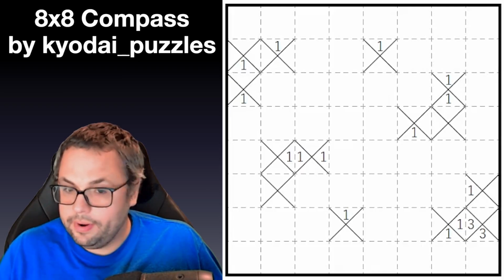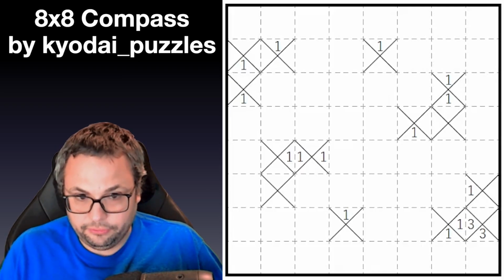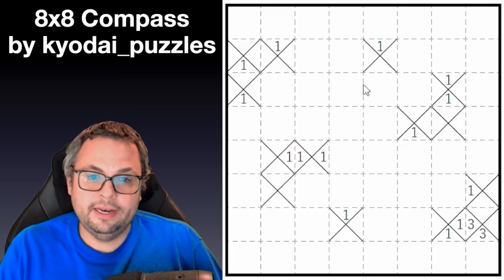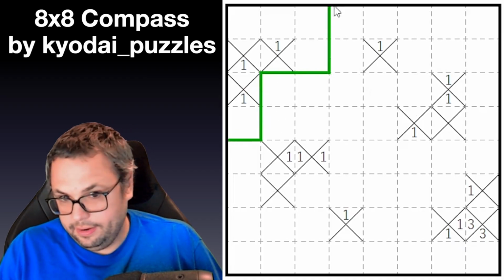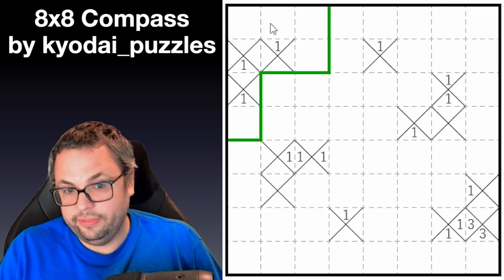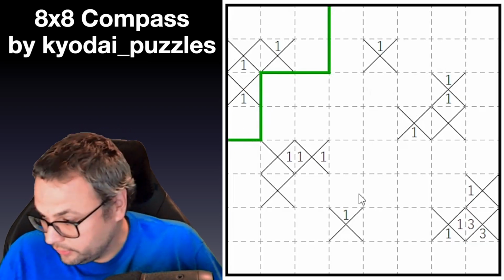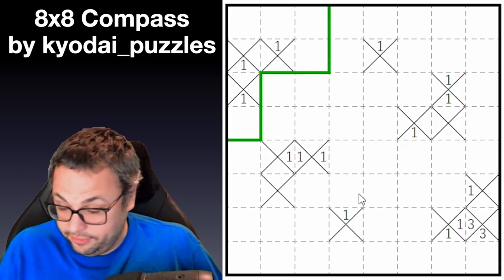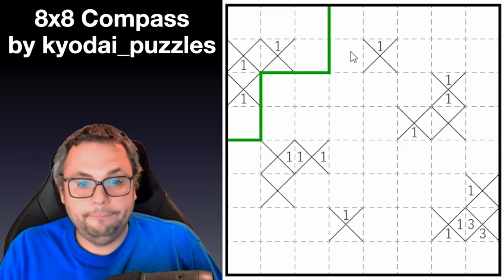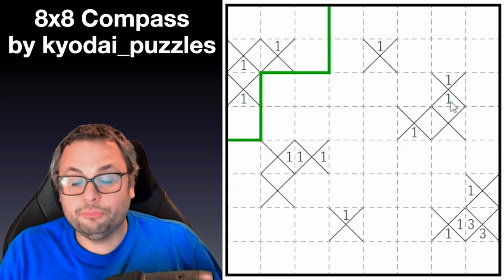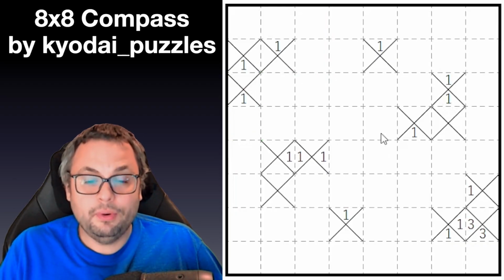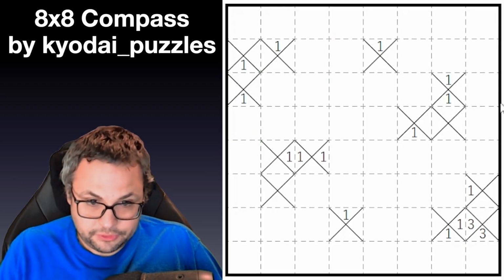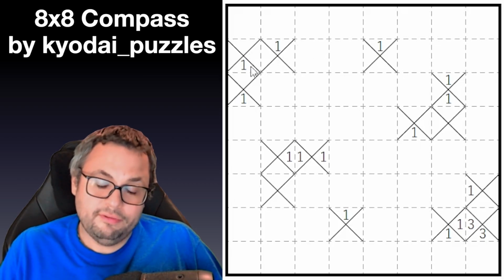So what we are tasked to do in a compass puzzle is to divide the entire grid into regions, which we do by drawing in borders like this. So I've created here a region that consists of these 8 cells. Spoiler, it will not be this region in the end, but each region must contain exactly one compass. So that is exactly one of these clues.